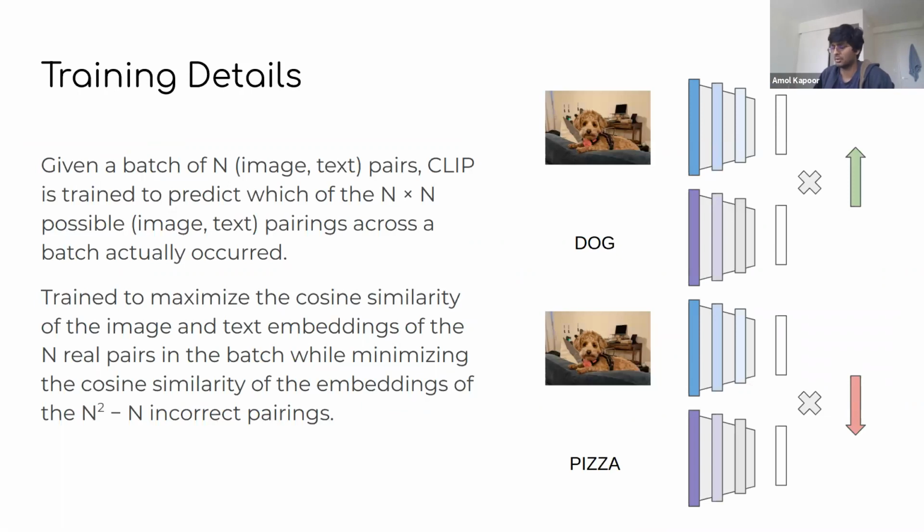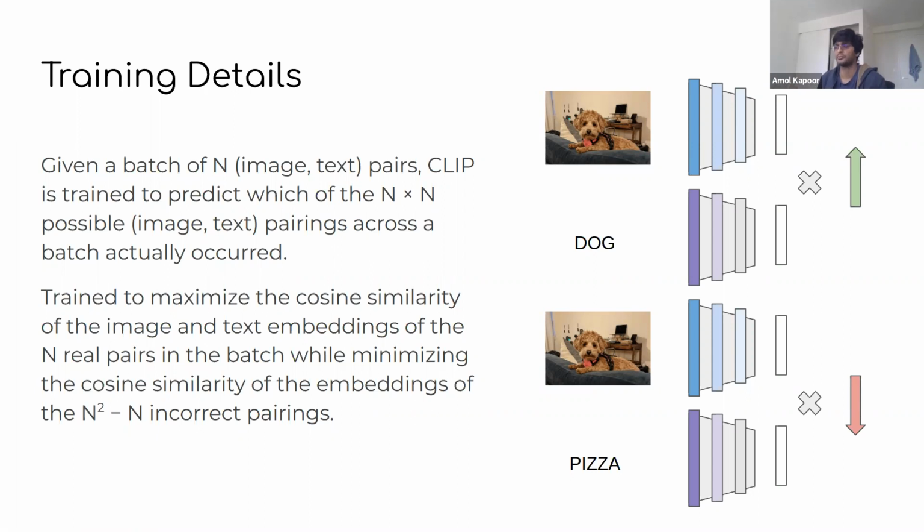So how do they actually train this model? Well, given a batch of n image text pairs, the CLIP model is trained to predict which of those n by n comparisons actually occurred. If you have n images and n sets of text, there is an n squared set of combinations where some of these actually existed in the dataset, and most of these did not. So the model was trained to maximize the cosine similarity of the image and text embeddings for the n actual pairs in the batch, while minimizing the cosine similarity of the embeddings for the incorrect pairings.